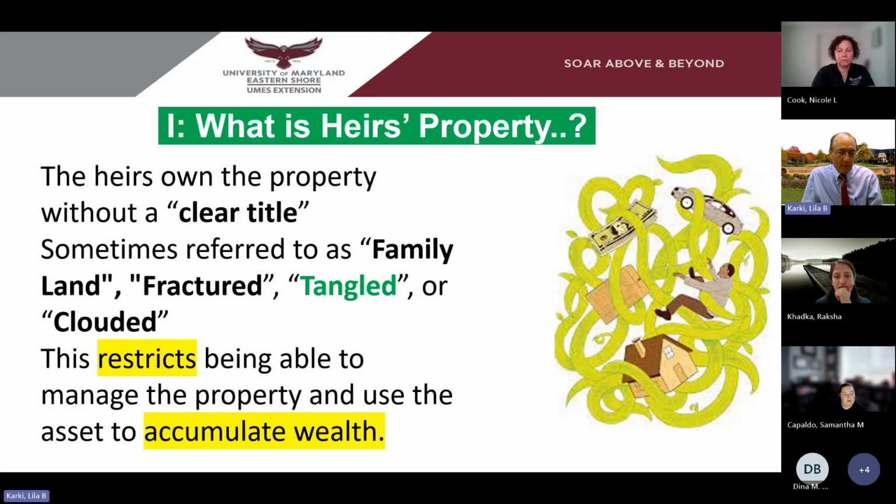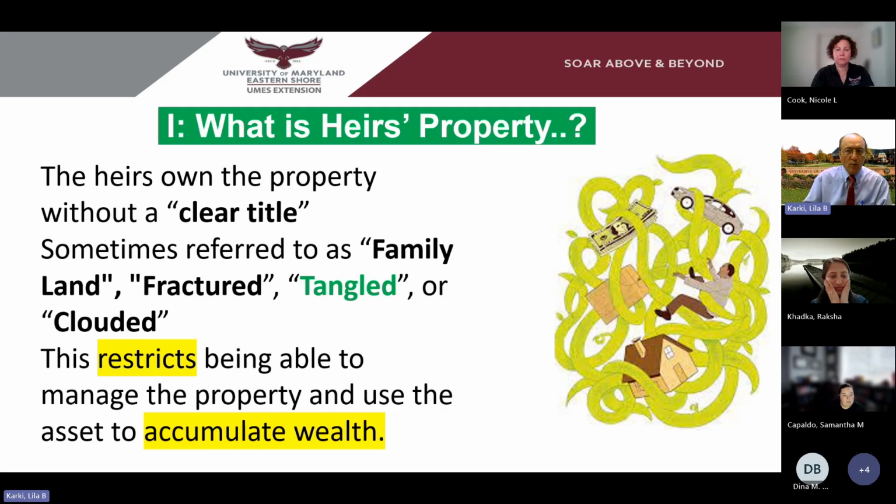And heirs property, again, the heirs own the property, but they don't have a clear title. And this heirs property is sometimes referred to as family land or fractured. You may recall what happens if someone has a fractured hand or leg, meaning that it is not working well. This is how heirs property is related to this context. It can also be called tangled property, like you can see a gentleman tangled in that rope and hard to get out of that. And also called clouded title, which is not clear. And we'll talk later about this clouded title more.